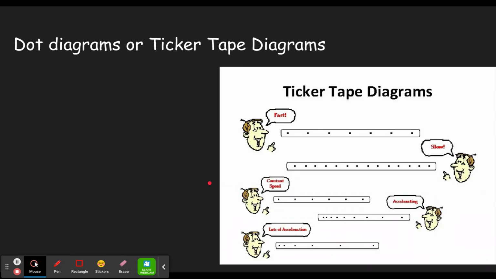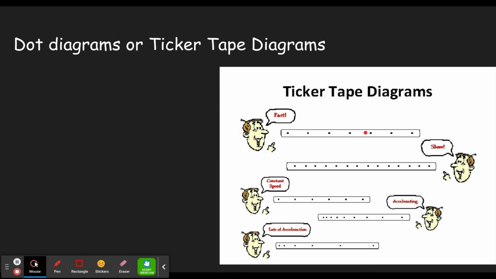So this is what they will often look like. You'll see dots. If they're far apart, that means it moved a far distance in a 10th of a second, and that would mean it's going fast. If it didn't move very far in a 10th of a second, then it's going slow. Okay, so the farther apart each dot is, the faster it's going.